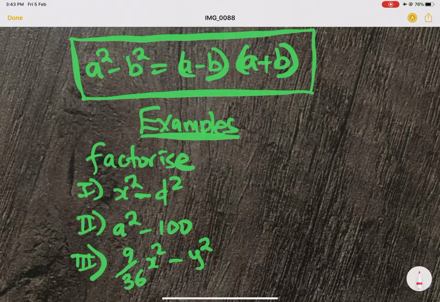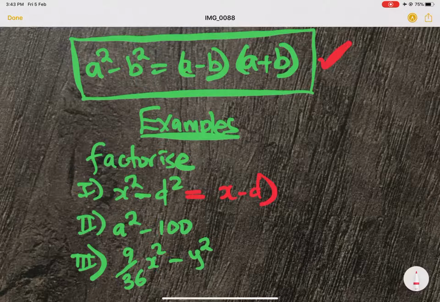Okay, so to start with number one, x squared minus d squared. So using this formula, x squared minus d squared is the same as x minus d and x plus d. So that's our answer. It means we have factorized.